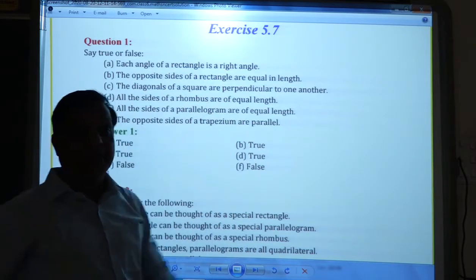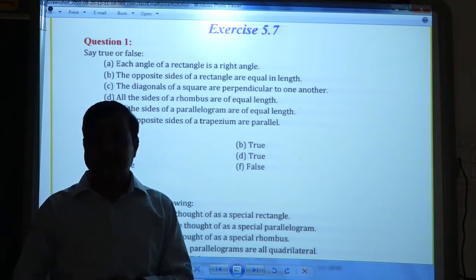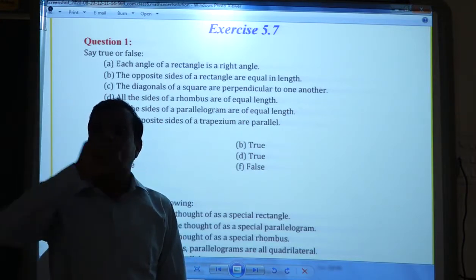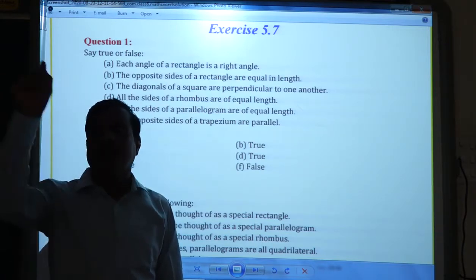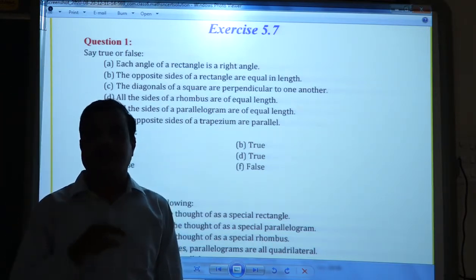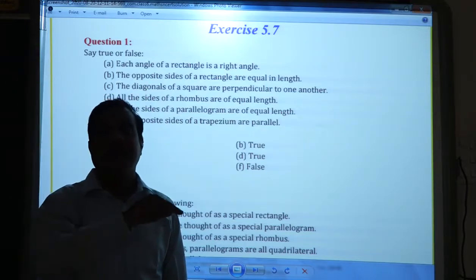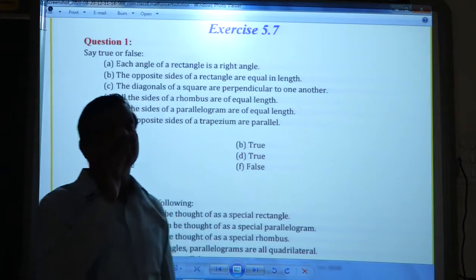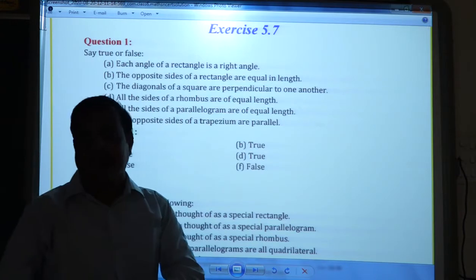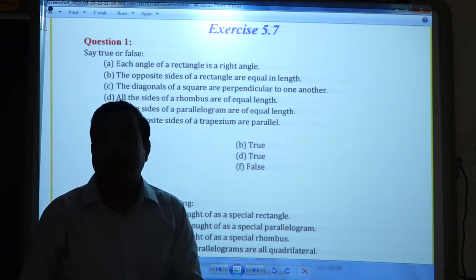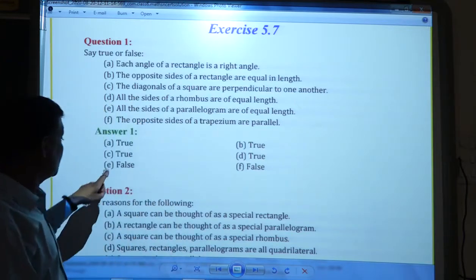A square means all four sides are equal and all angles are 90 degrees. A diagonal means a line drawn from one corner to the opposite corner. When you draw two diagonals, like an X, they form a perpendicular. Perpendicular means they form 90 degrees in between. Yes, it is true.